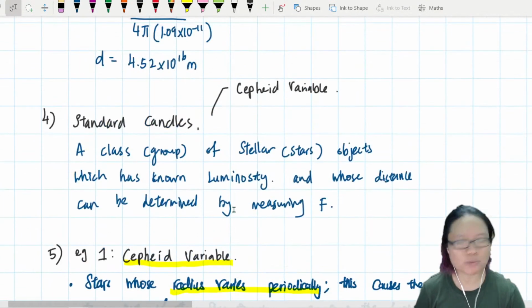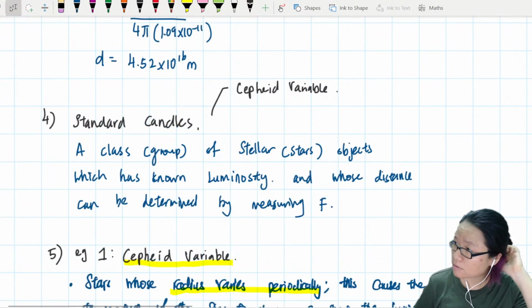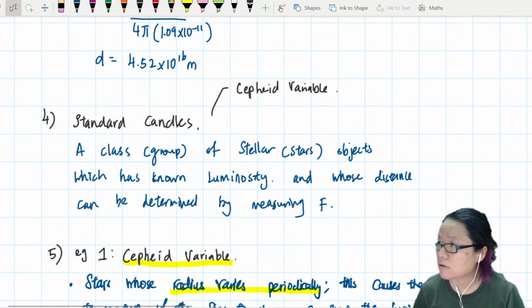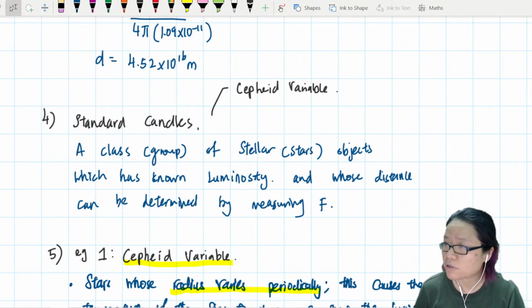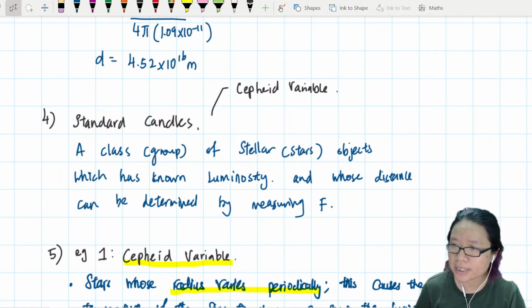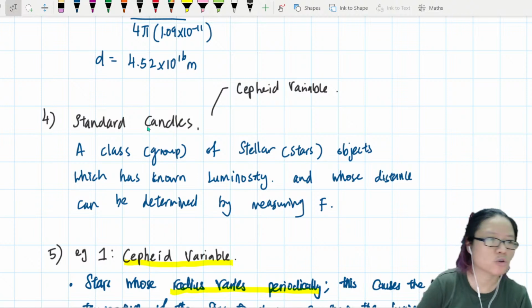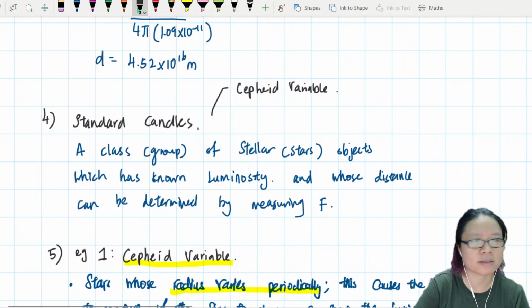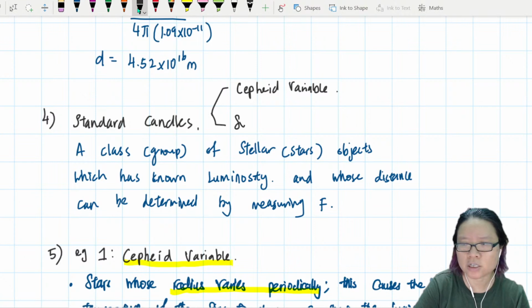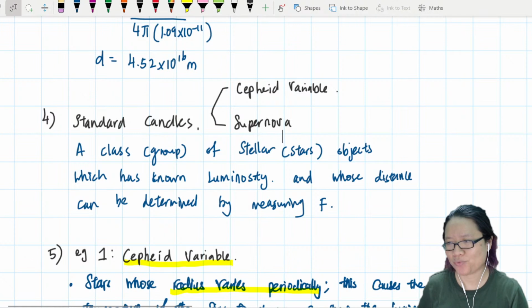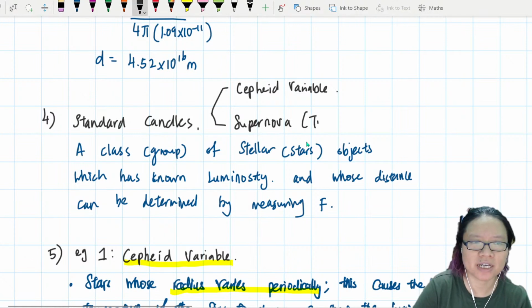All right. I'll briefly mention the second standard candle, but I honestly don't think they will ask you this because it's not linear. And when it's not linear, it is pain. Okay, so linear is easier. The second standard candle that we will use is the supernova, specifically type 1A.